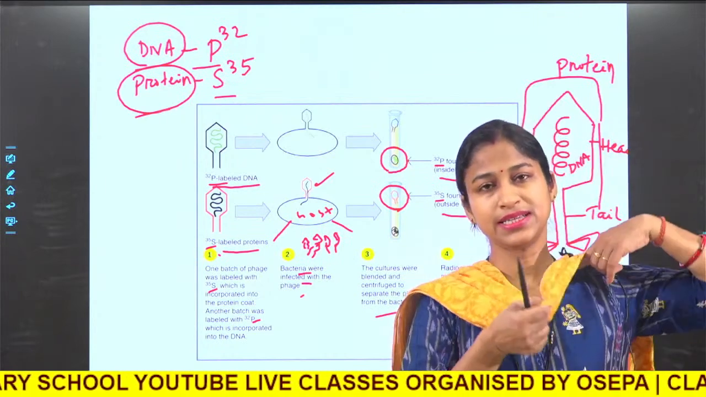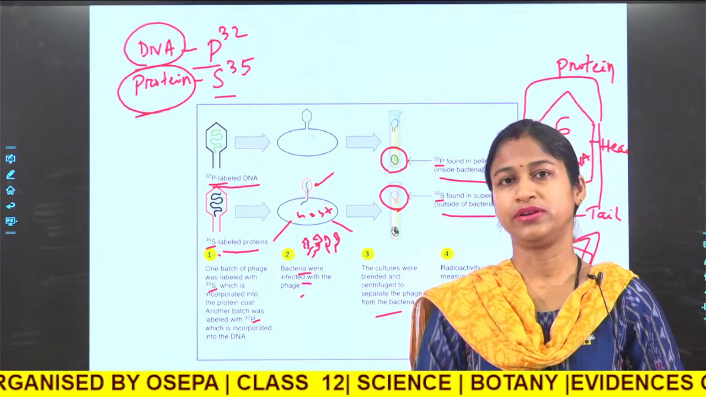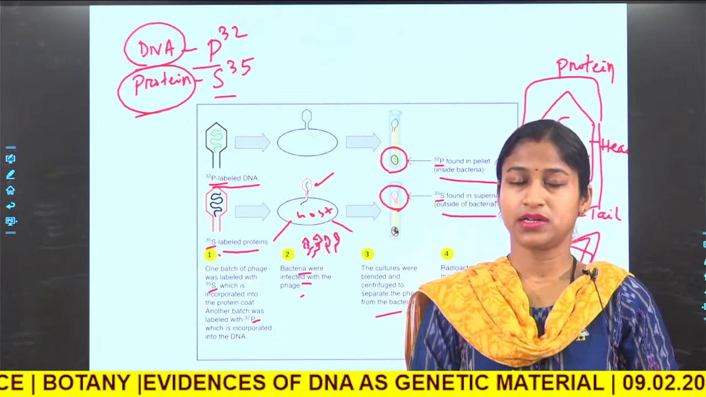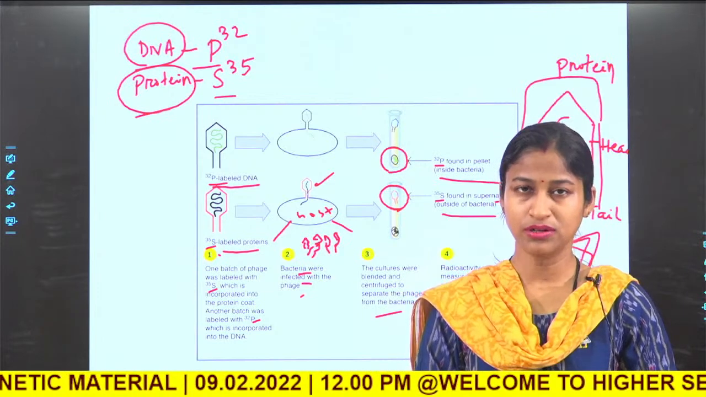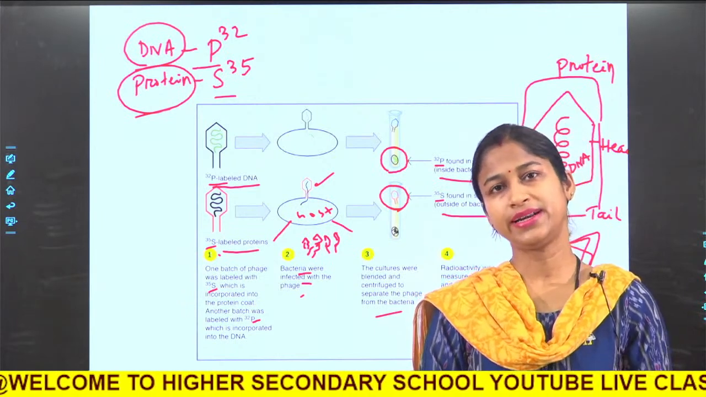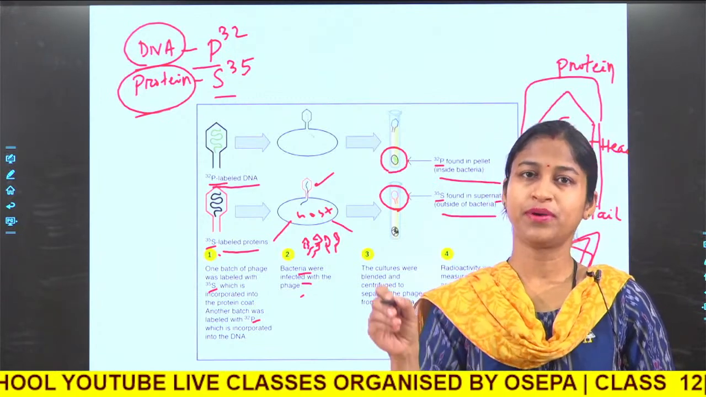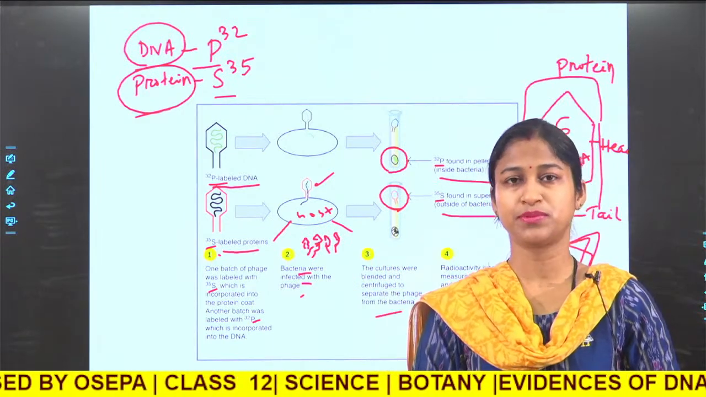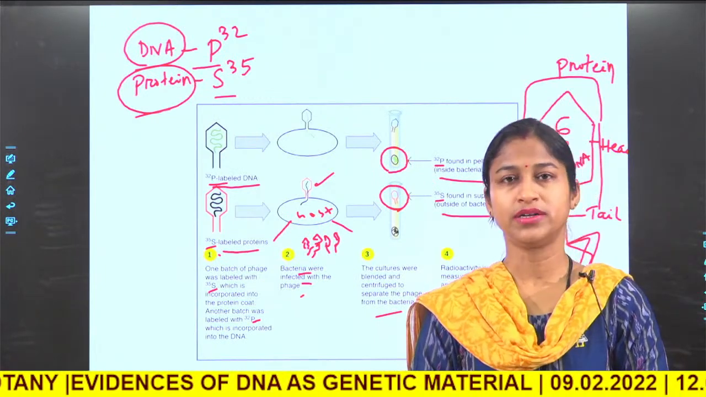Once again, the evidence of DNA as a genetic material was confirmed by two famous experiments. One is Griffith's experiment on transformation, where he found that there is some transforming principle which converts the R strain into an S strain with the help of the heat killed S strain. And it was confirmed later on, what that transforming principle is, by Avery, MacLeod and McCarty in 1944.